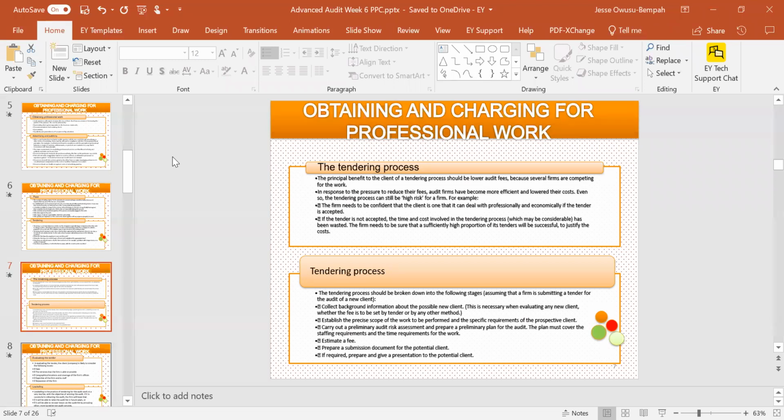Then you prepare a submission document for the potential clients. Then if it's required, you need to give a presentation. Okay, so looking at our circumstances, we need 5 members on the team. These 5 members of the team will be working 5,000 hours from April to June. And these are the steps that you need to take note of or look into.